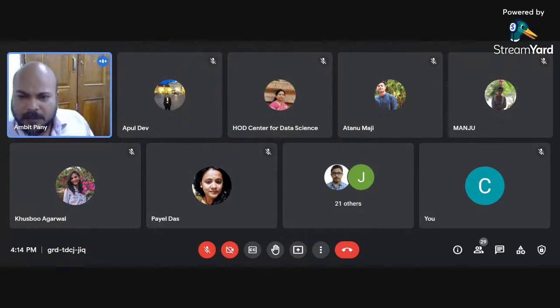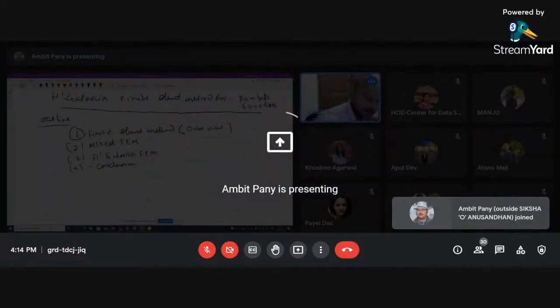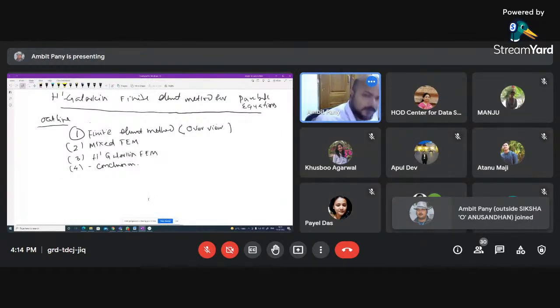How to share the slide? Just a minute. Yeah, this thing is here. So I think everyone can see the screen. Yes, it is visible. Okay.